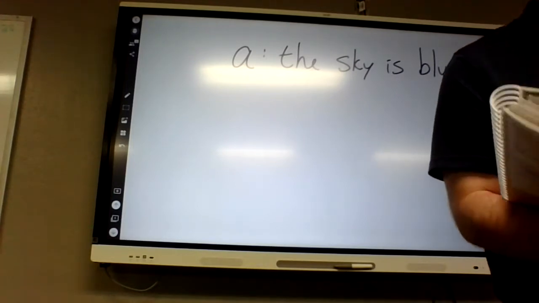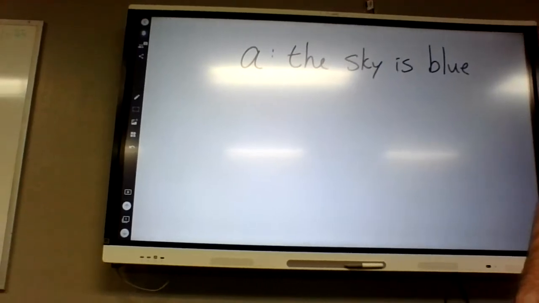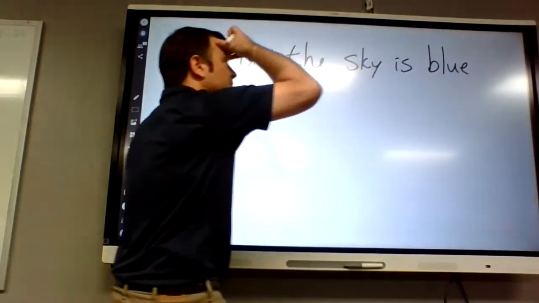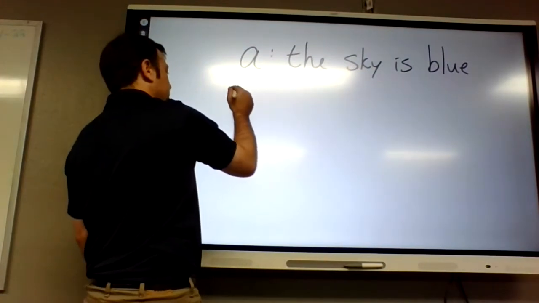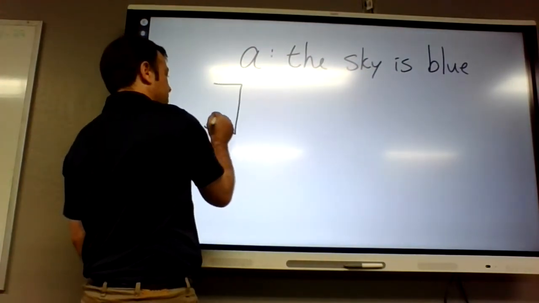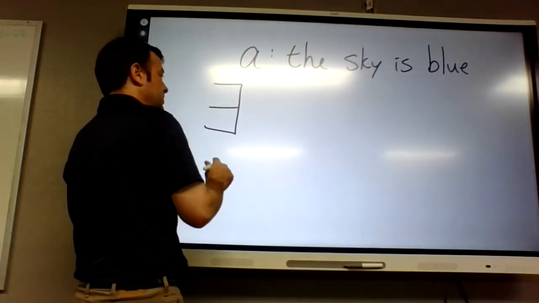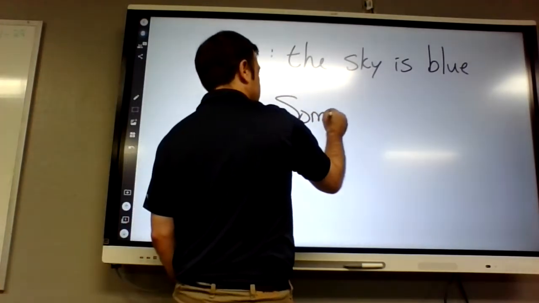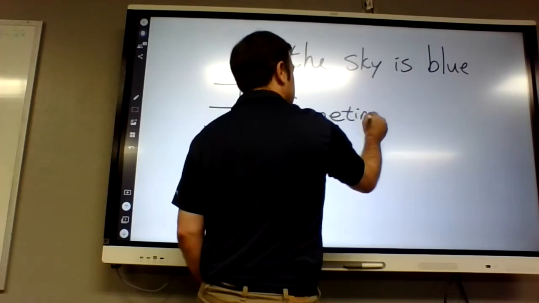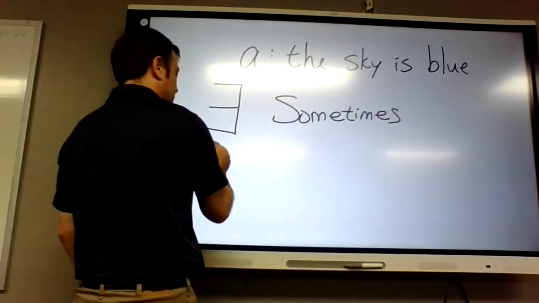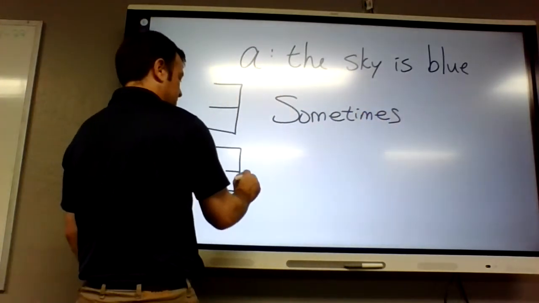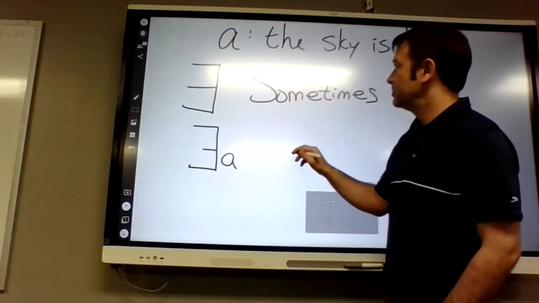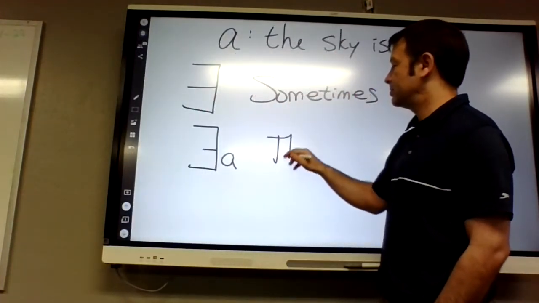So let's talk about some symbols here. Our statement A: the sky is blue. The first symbol is kind of like a backwards capital E. It means sometimes. So if I say sometimes A, what do you think that's going to mean? The sky is sometimes blue.